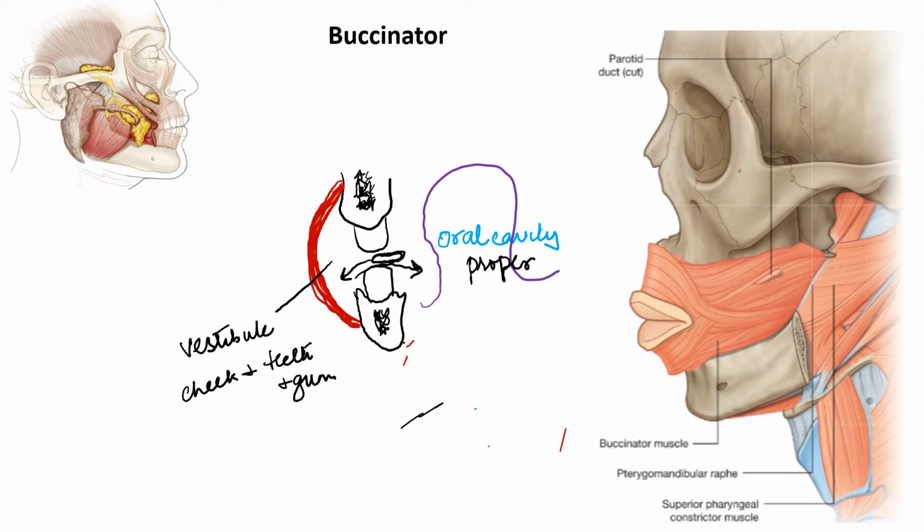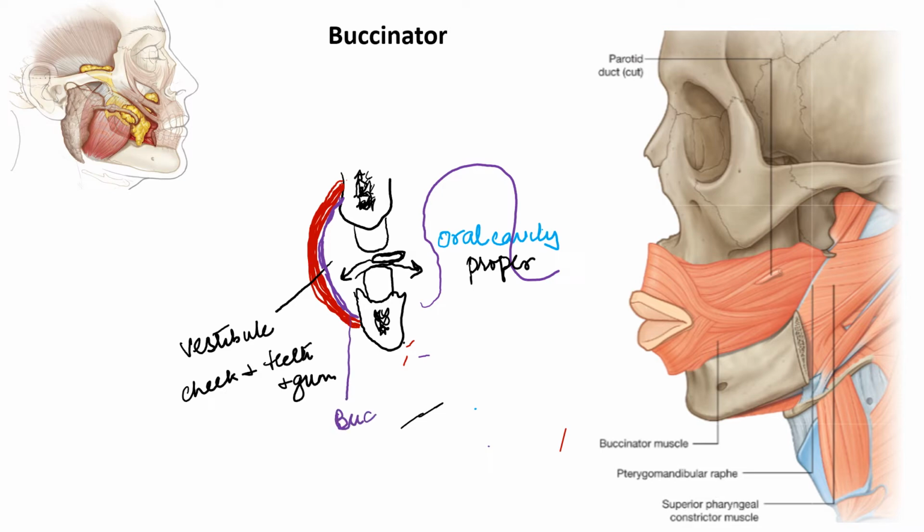While we are doing this, let's do the structures which are forming the cheek because we will need it when we are doing the parotid gland. Now on the inside will be present the lining of this buccinator, which will be the mucosa of the cheek. That is the buccal mucosa.